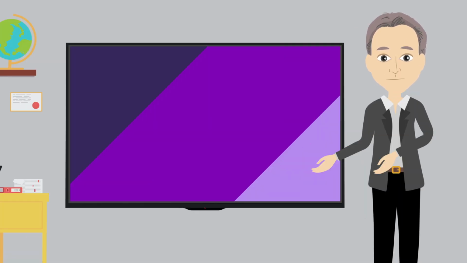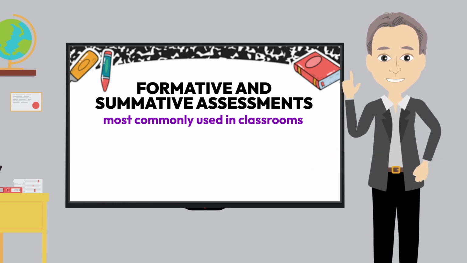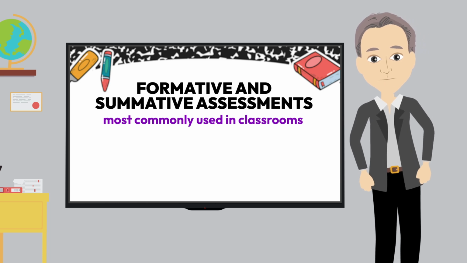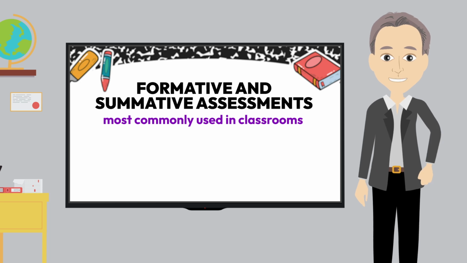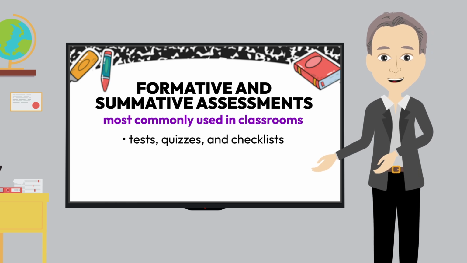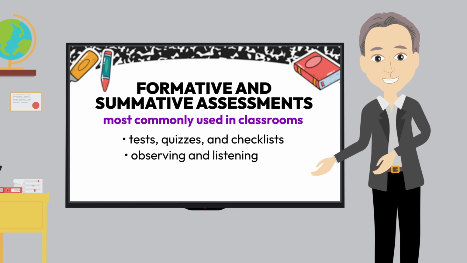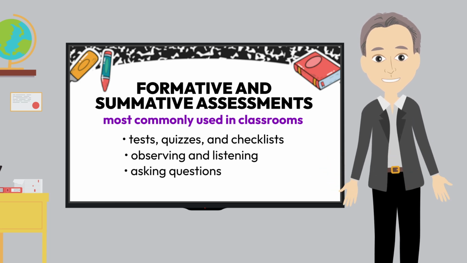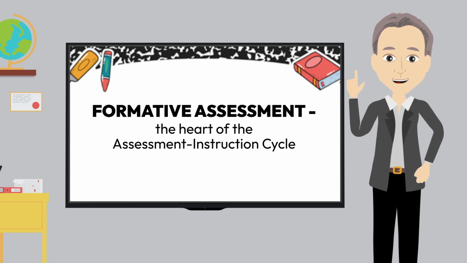We then revisited and dug deeper into formative and summative assessment, as these are the types of assessment most commonly used to measure student performance in the classroom, especially formative, as it should occur constantly. This regular classroom assessment comes, of course, in the form of tests and quizzes and checklists that can be quantified, but it can and should also be coming constantly through qualitative collection measures while observing and listening to students and asking questions. Formative assessment is at the heart of the assessment instruction cycle.